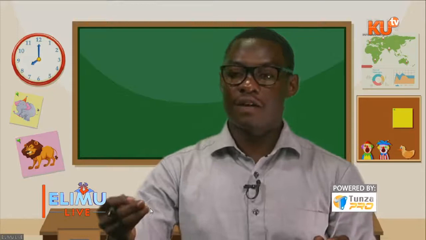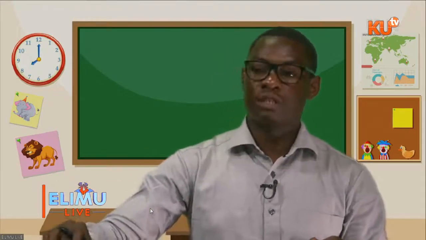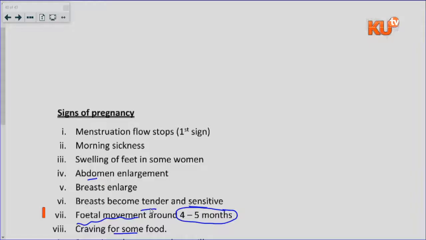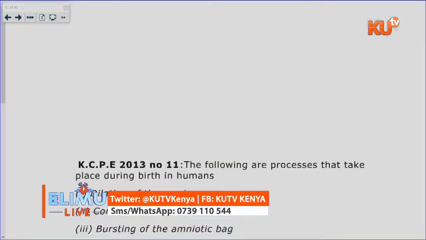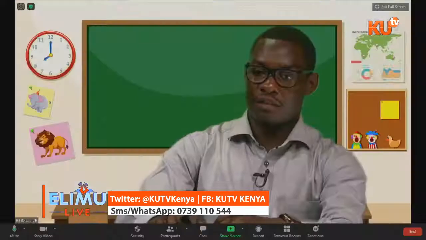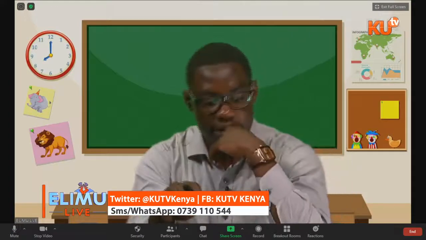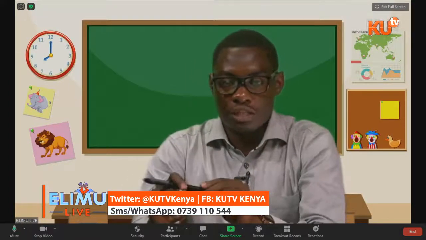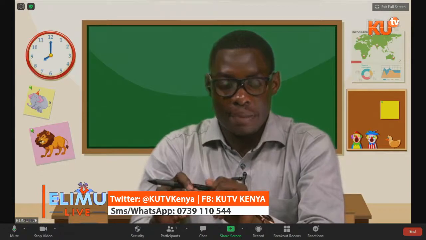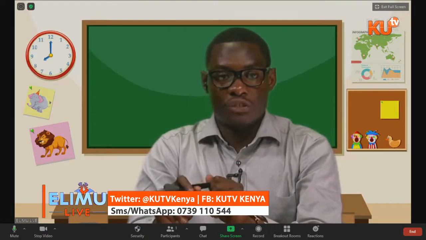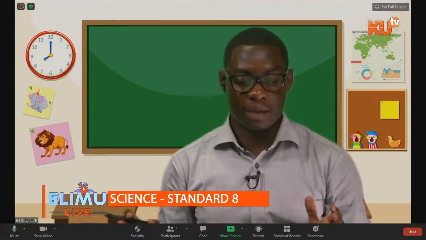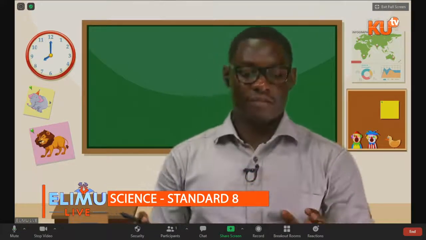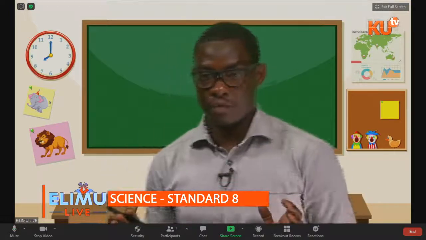So we have the signs or the process of giving birth, how they start. The first process is turning of the baby, which is also called engagement. We have contraction of the uterine wall. We have labor pains. We have dilation of the cervix. We have bursting of the amniotic sac. We have expulsion of the baby. We have tying and cutting of the umbilical cord.